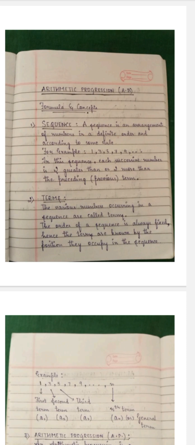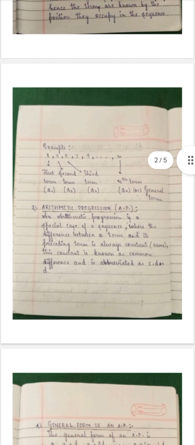The second concept is terms. The various numbers occurring in a sequence are called terms. The order of a sequence is always fixed. Hence, the terms are known by the positions which they occupy in the sequence. For example, 1, 3, 5, 7 up to n, this is an infinite sequence.